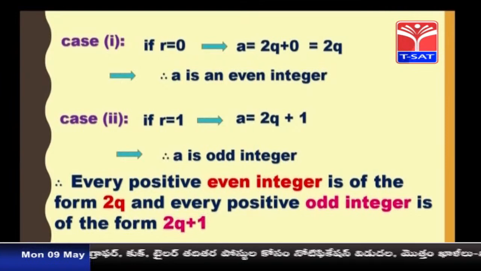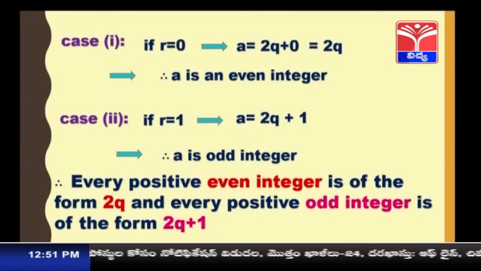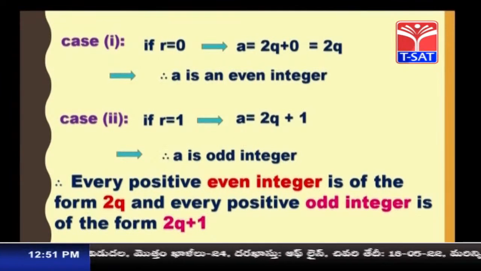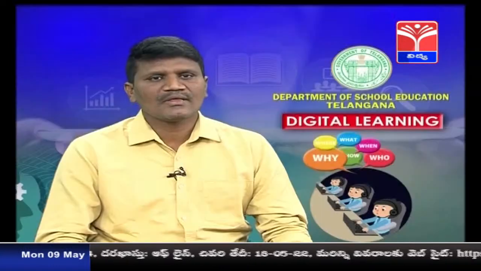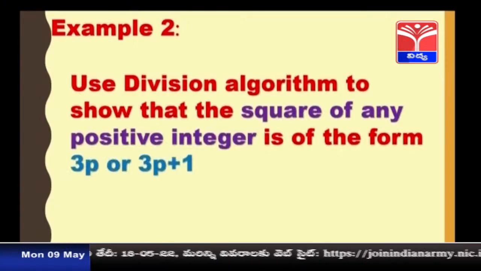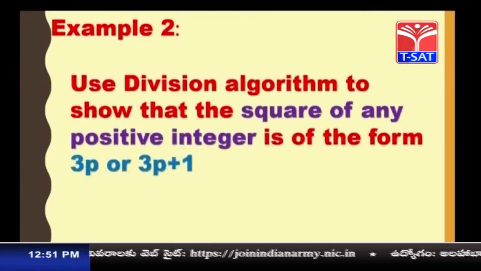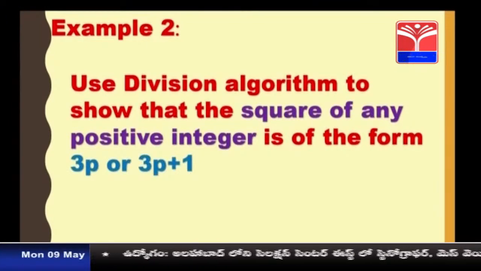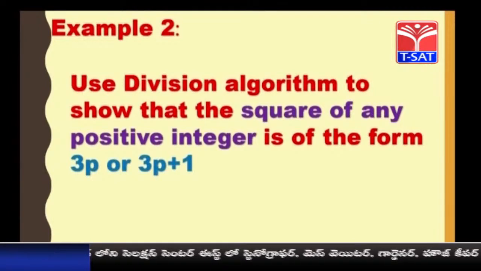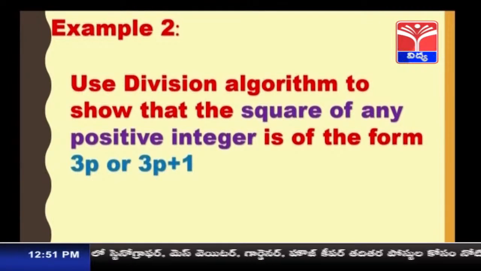So this is the one example which we have seen. Let us see one more type of example as the second example. Example 2. Use division algorithm to show that the square of any positive integer is of the form 3p or 3p plus 1. Just observe the question, use division algorithm.